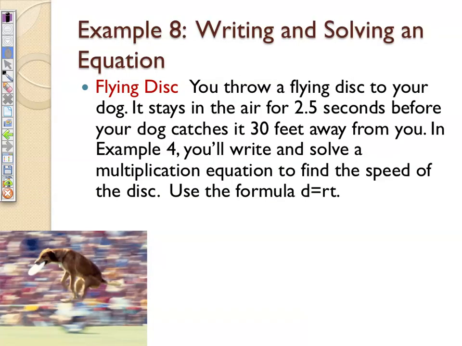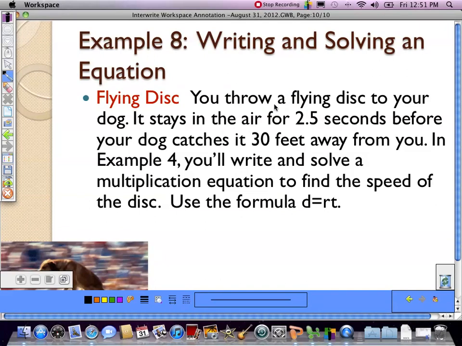All right, last question. This is example 8, flying disc. You throw a flying disc to your dog. It stays in the air for 2.5 seconds before your dog catches it 30 feet away from you. What we're going to do is write and solve a multiplication equation to find the speed of the disc.